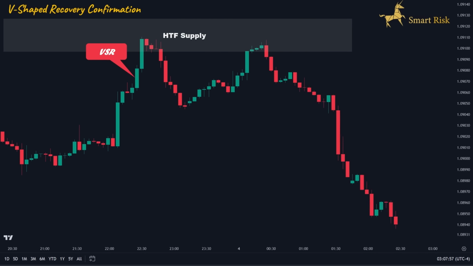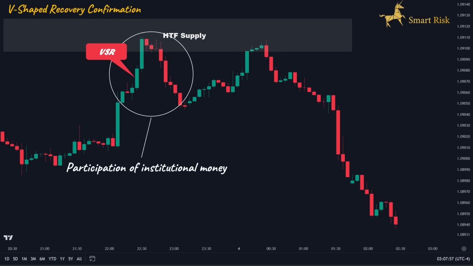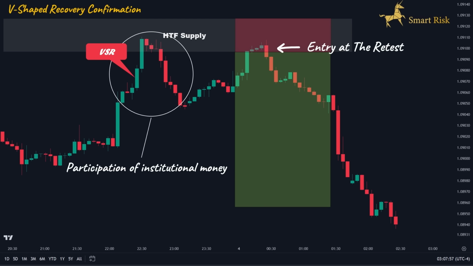The reason we want to see the V-shaped pattern is that it indicates active participation of institutional money in the market, which can lead to significant buying or selling momentum. For traders, this means we should aim to enter or exit trades in the same direction as the institutional money during a subsequent test of the demand or supply zone.